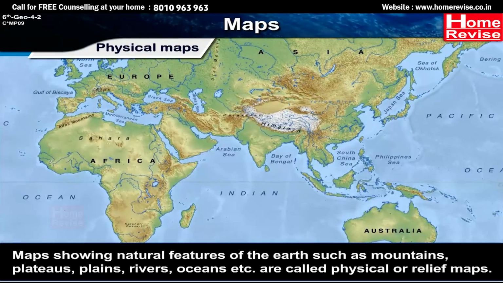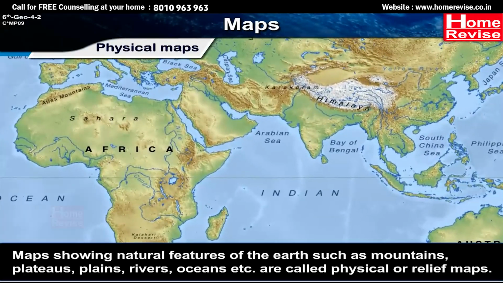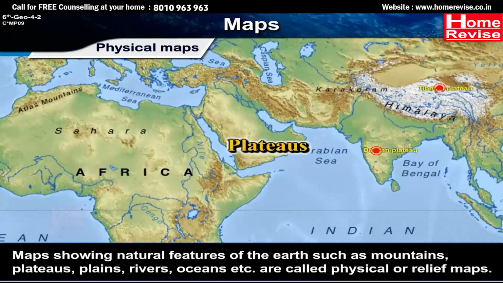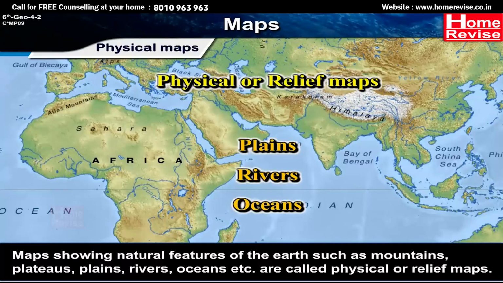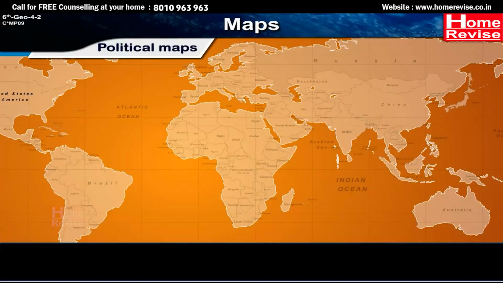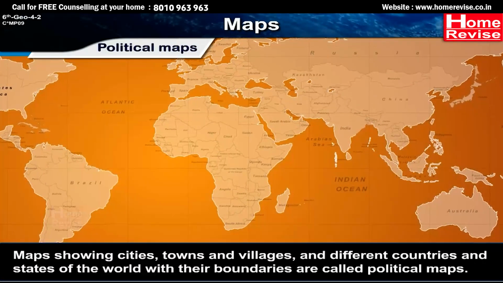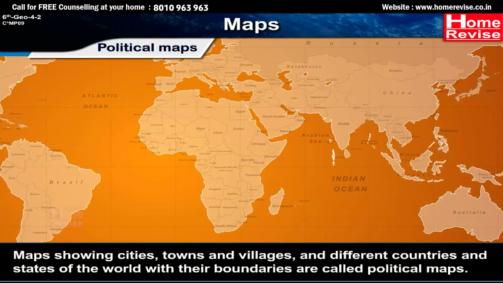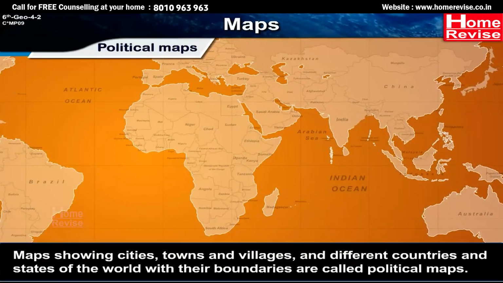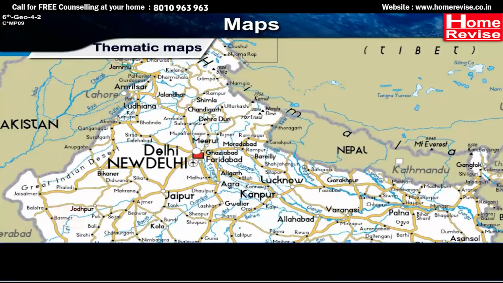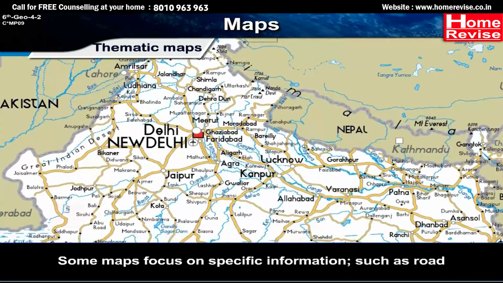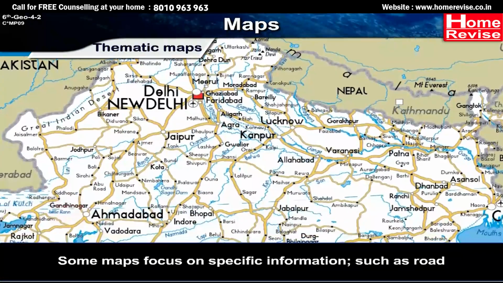Physical map. Maps showing natural features of the earth such as mountains, plateaus, plains, rivers, oceans, etc. are called physical or relief maps. Political maps. Maps showing cities, towns and villages and different countries and states of the world with their boundaries are called political maps. Thematic maps. Some maps focus on specific information such as roads.